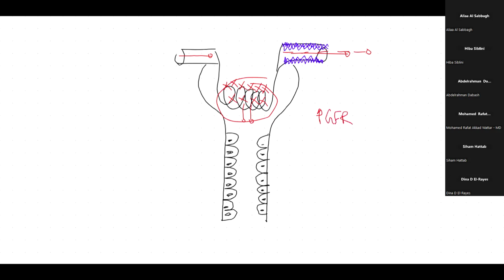Initial increase in GFR. The initial increase in GFR will lead to filtration of some blood elements which never used to be filtered before, which are the proteins. So this will lead to proteinuria. The proteinuria will start as mild in the beginning, and then it becomes severe eventually. So we have proteins which are getting filtered here.